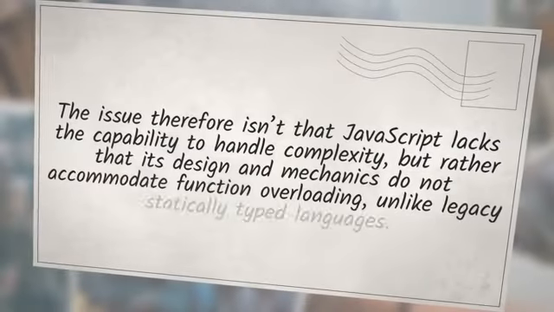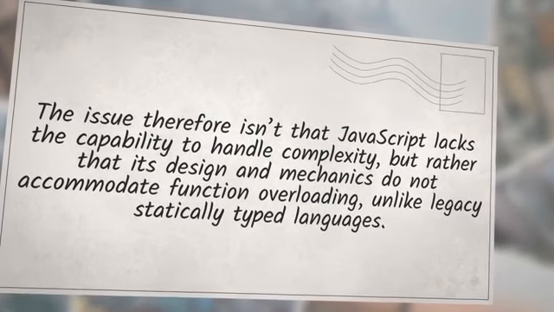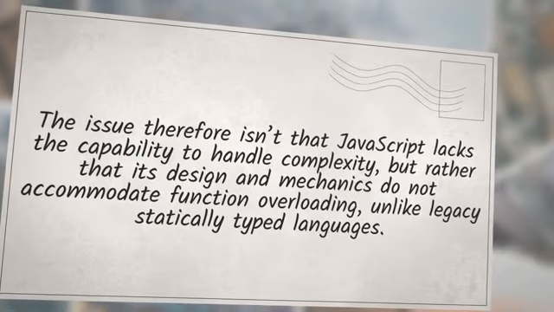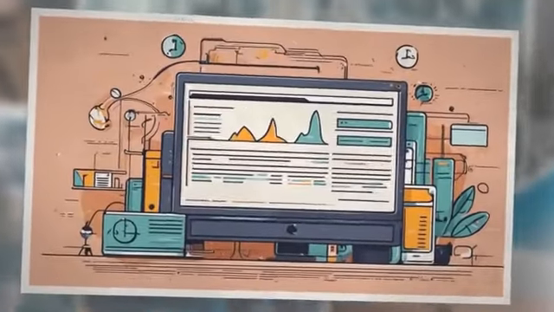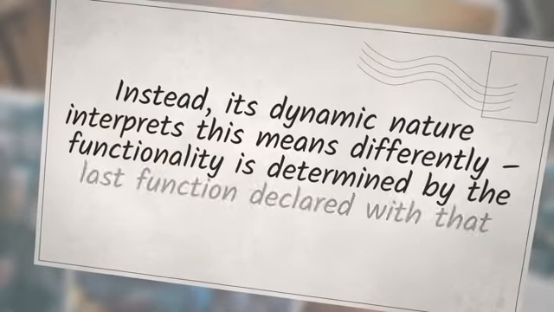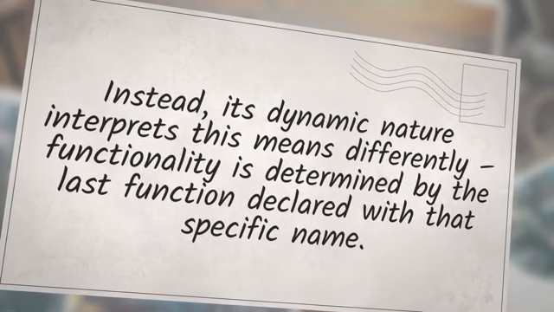The issue therefore isn't that JavaScript lacks the capability to handle complexity, but rather that its design and mechanics do not accommodate function overloading, unlike legacy statically typed languages. Ultimately, it wouldn't be incorrect to state that JavaScript doesn't support function overloading, in the traditional sense. Instead, its dynamic nature interprets this differently. Functionality is determined by the last function declared with that specific name.